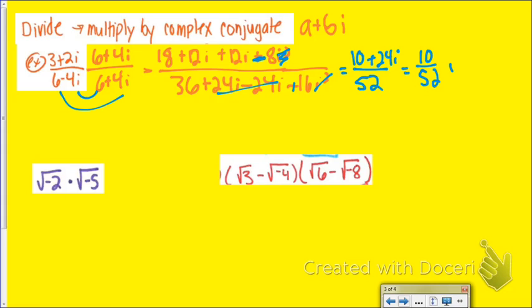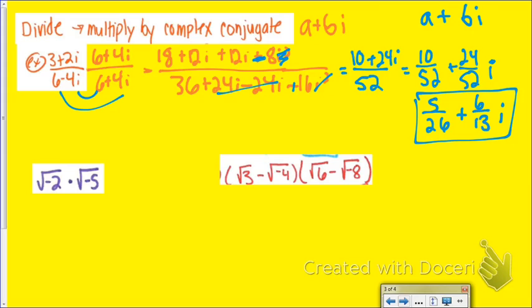Because if I were to add these back together, my denominator wouldn't change, right? Because when we add fractions, we need a common denominator. So I'm splitting it up this way because now it looks like that a plus bi format. And now I can just simplify those fractions on their own. So this simplifies to 5 over 26 plus 6 over 13i.